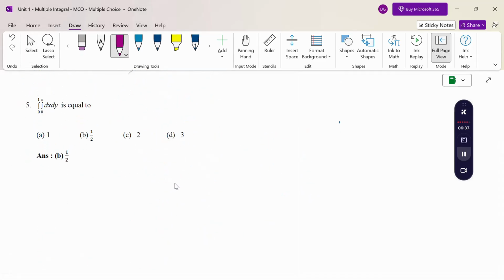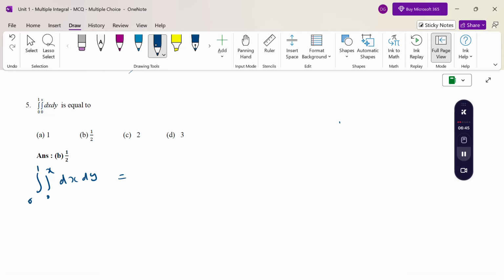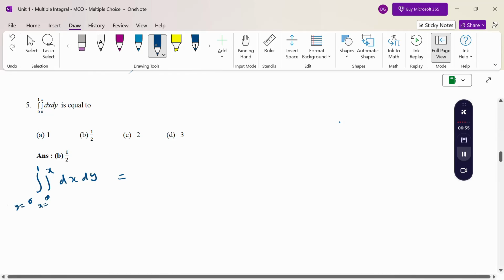And the next question: double integration dx dy, with limits 0 to x and 0 to 1. So first, before solving the problem, check that the question is given in proper form. Proper means, see, for dx the closed range is the x range, and this is the y range. But in the problem, see here, the y limit is 0 to x.